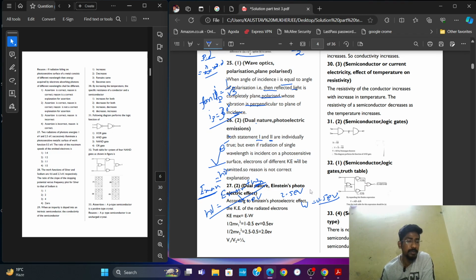The ratio of the maximum speeds of the emitted electrons. As we all know, Emax equals h nu minus W naught. h nu is the energy of the photon, right? That means you can put half mv square for Emax, which is the formula to calculate the kinetic energy of the electron. E is given as 1 electron volt, and the work function is given as 0.5, right? And the mass of the electron.